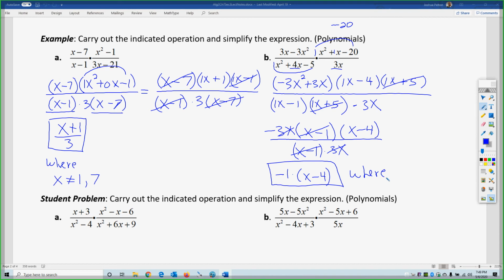where x cannot equal. Well, if you look at the original, there are 3 terms. So the original term, x can't be 1. The second term, x can't be negative 5. And the last term, 3x, x can't be 0, because any one of those would give us a 0 in the denominator. Okay, pause the video. Try the student problems for yourself.